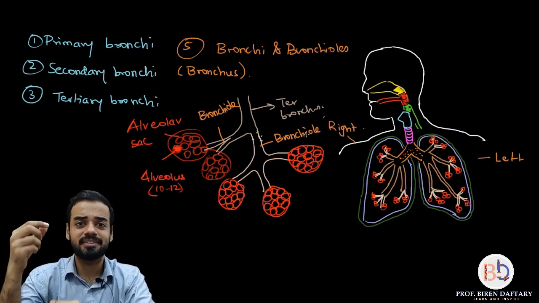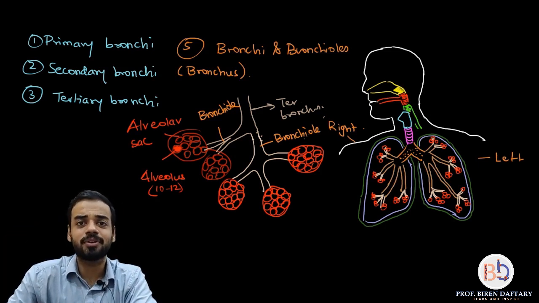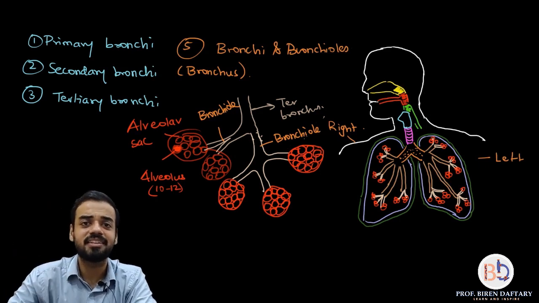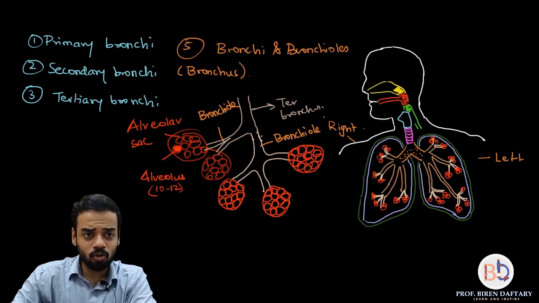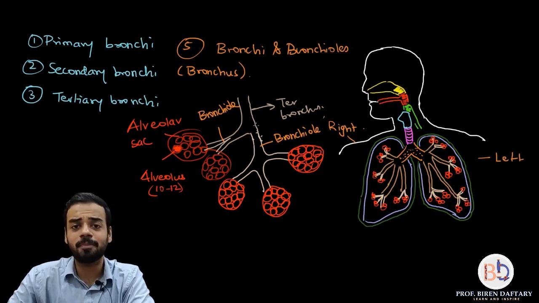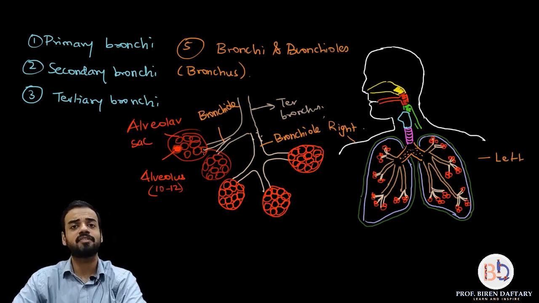So you can say that each alveolar sac is like a grape, and it is made up of many small seeds, and these seeds are your alveoli. Is this clear? So I hope this bronchi part is clear. Primary, secondary, tertiary, further divided into bronchiole. Each bronchiole has, so this is one bronchiole, this is second bronchiole. Each bronchiole has many alveolar sacs, and each alveolar sac has 10 to 12 alveoli.